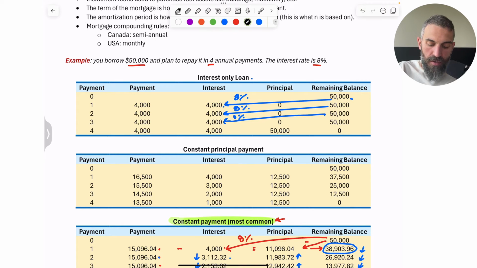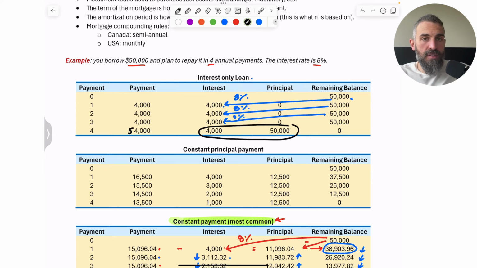there should be a 5 here. You're going to pay 54,000. You're going to pay off the last bit of interest and the principal that you owe, the amount. Okay, so only interest until the very last period, and then you're paying off the entire debt.